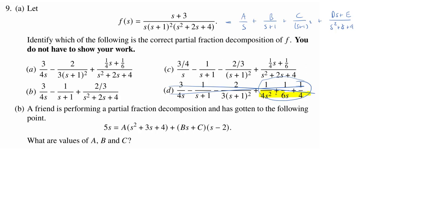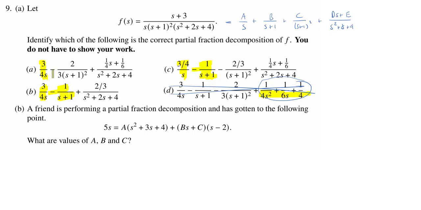Okay. What else is different? Well, actually, a lot of these look very similar. So for example, here I have 3 over 4s, 3 over 4s. And this is 3/4 over s, but that's the same as 3 over 4s. So there's no difference in that first component. What about an s plus 1? Well, here I have 1 over s plus 1 and minus 1 over s plus 1. Those are actually the same.